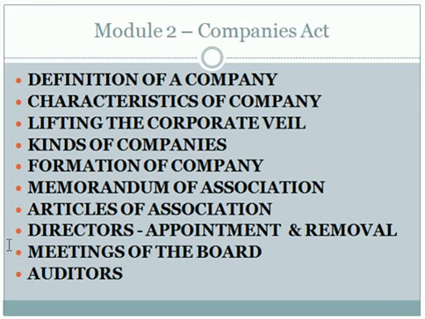Whereas in the second module, we talked about the definition of the company, the characteristics of a company, lifting of the corporate veil. What are the different kinds of company? Private company, public company, holding company, subsidiary company, government company, and many more. We dealt with how to form a company, what are the documents needed, what are the documents that need to be submitted to the Registrar of Companies, and all those things.